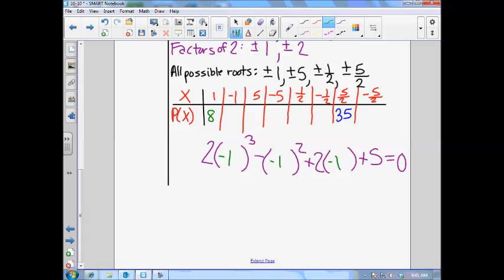Okay, we're waiting on you guys. What about the positive 5 group? Do you have yours? 240 is correct. Negative 5 group? Negative 280 is correct. The positive 1/2 group over here, what did you guys get? 6. Okay, negative 1/2 group?